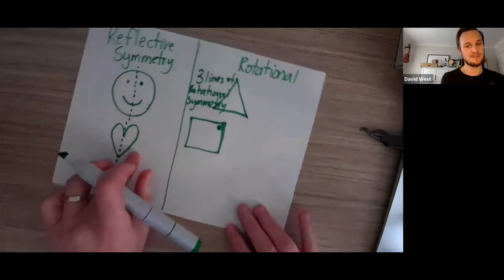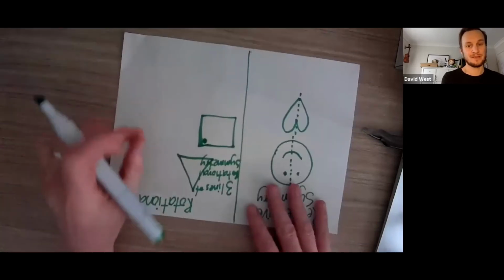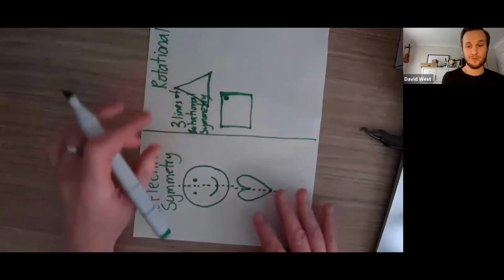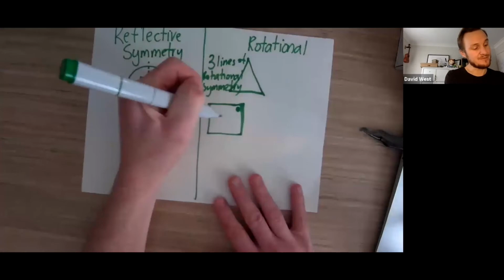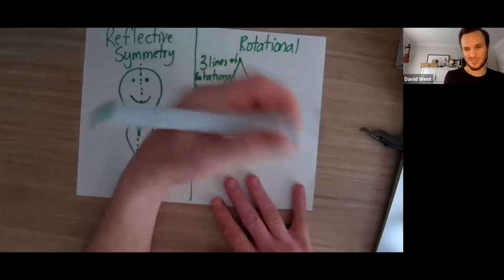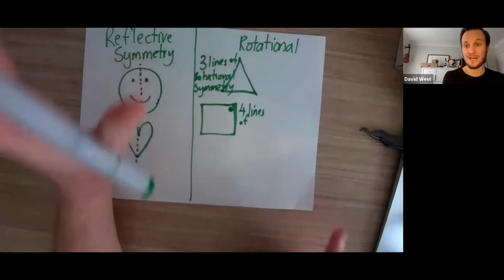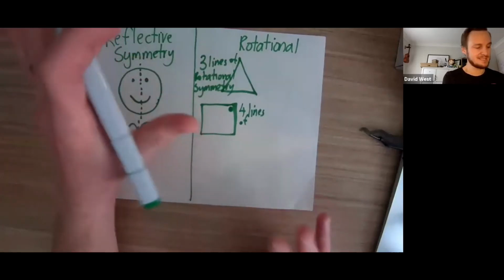Let's rotate it once, 2, 3, 4, and now we're back to the start. So it has 4 lines of rotational symmetry. I'll just leave it like that. Okay, 4 lines of rotational symmetry because I could rotate it 4 times and it looked exactly the same.